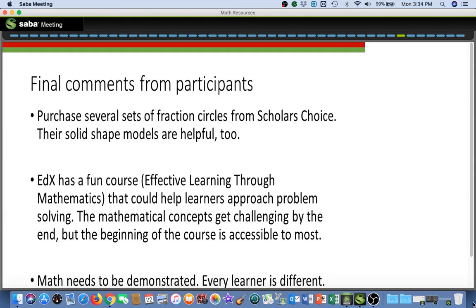Survey respondents had a chance to put in one final comment before they sent the survey off to us, and here's what people said. Some great hints here. Purchase several sets of fraction circles from Scholar's Choice. Their solid shape models are helpful as well. EDX has a fun course called Effective Learning Through Math that could help learners approach problem solving. They get challenging by the end, but the beginning of the course is accessible to most.